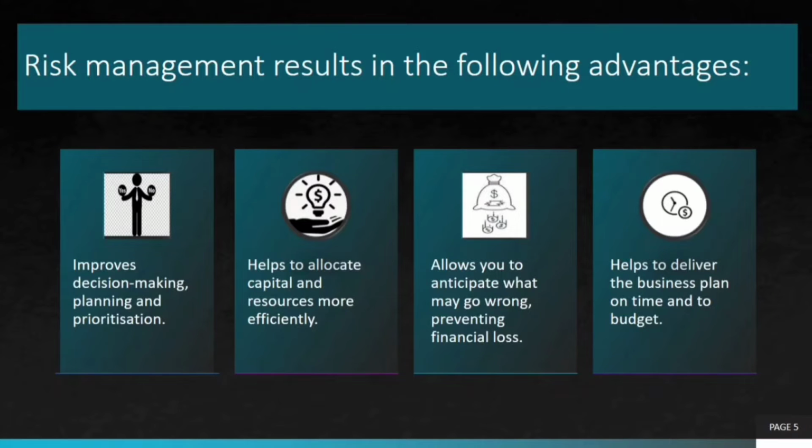The third point is the entity will be able to anticipate what is going to go wrong in the future. When they are able to anticipate like that, they'll be able to prevent the financial losses to a great extent. Maybe not 100% prevention, but to a great extent, they will be able to prevent the financial losses. The fourth point is they will be able to deliver the business plans on time and on budget. It would be time and budget friendly.